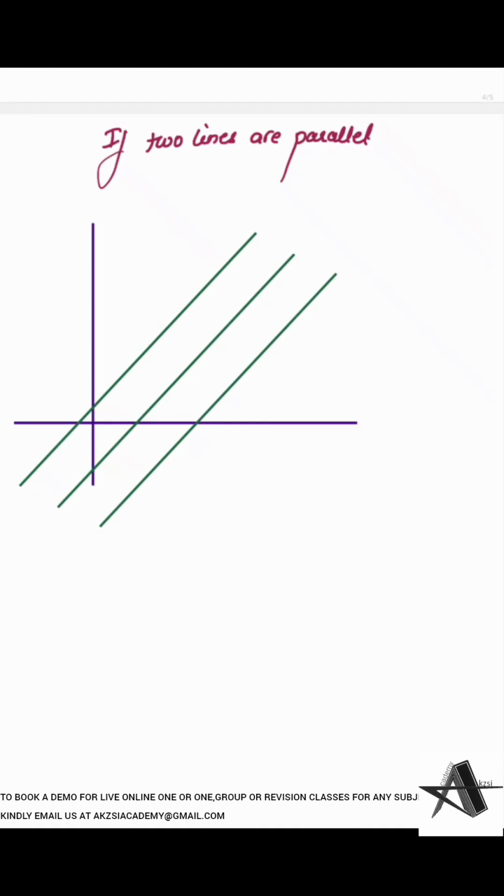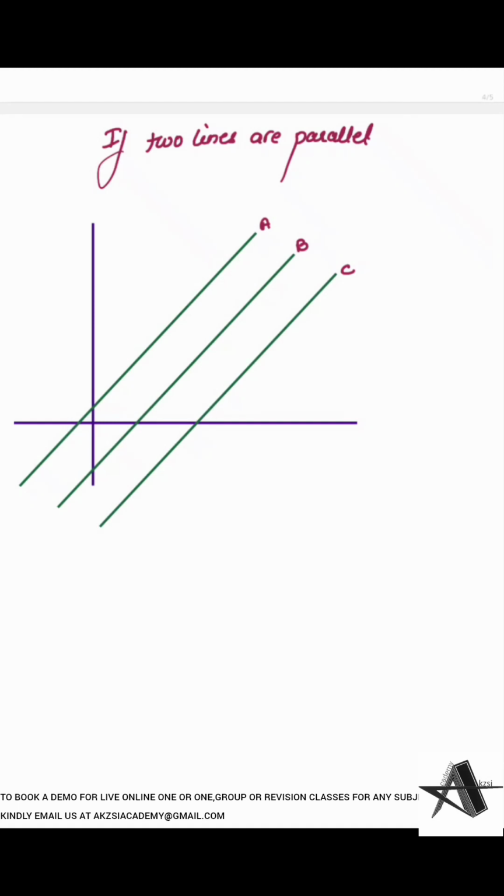If 2 lines are parallel, see, this is line A, this is line B, and this is line C. Clearly, they all are parallel to each other. If I'm comparing their gradient, I told you, it is the steepness or the angle they are making with the x-axis. Actually, gradient is tan theta. So if they both have the same theta, that means they will have the same gradient.